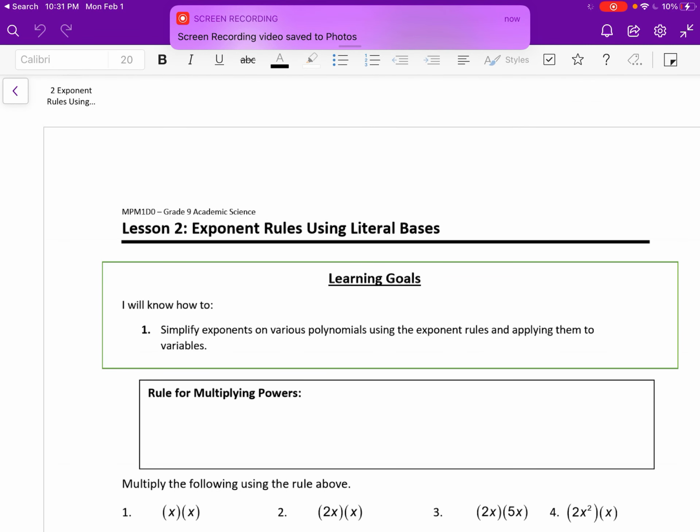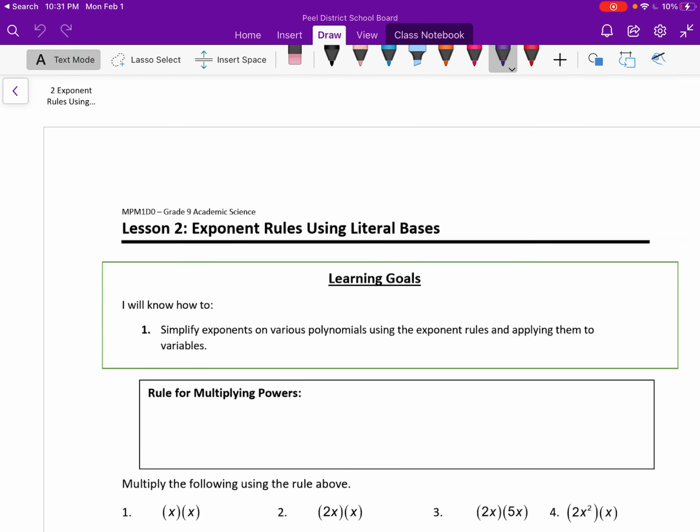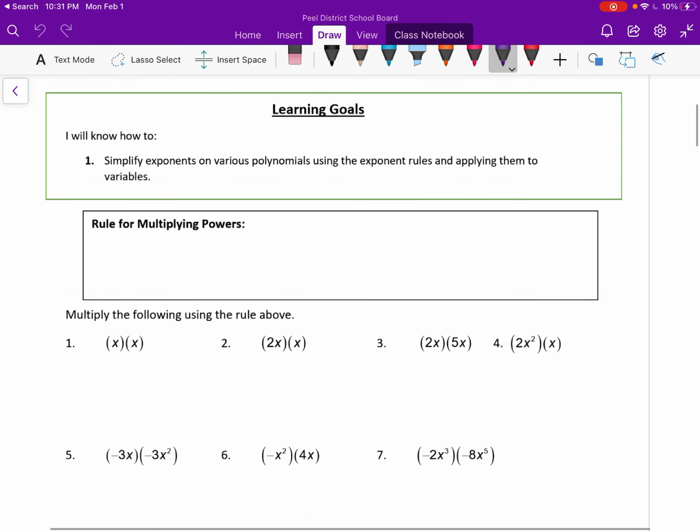Hi class, I'm just going to quickly go over lesson 2, exponent rules, with you. By the end of this lesson, the point is you're going to know how to simplify exponents using exponent rules and applying them to the variable. Okay, so we're just going to get started.